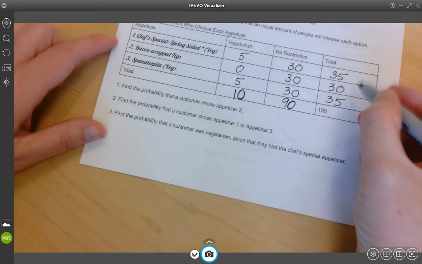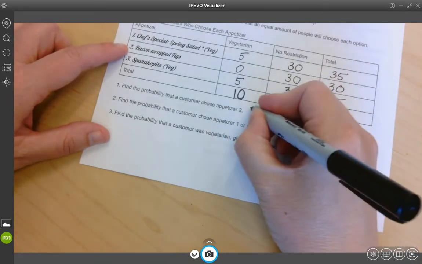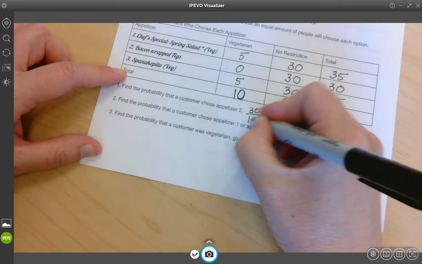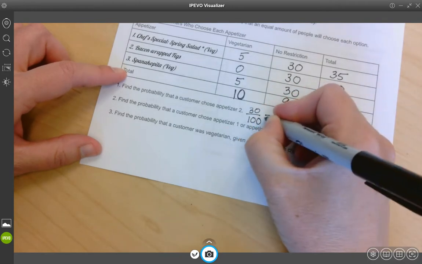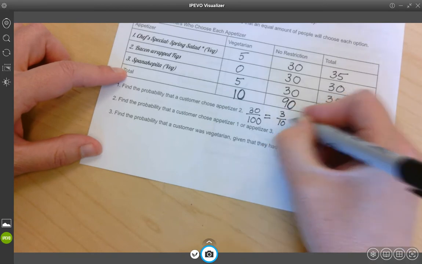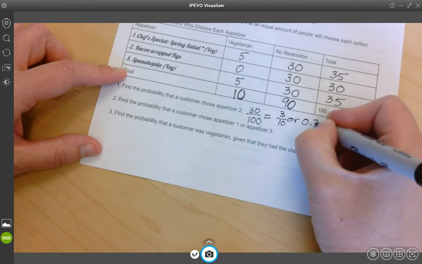Okay, so you had 30 customers who had the bacon wrapped figs out of 100 altogether. Now you can simplify that to 3/10. Remember, if you put that into Desmos, it will simplify for you. Or you could have the decimal 0.3.